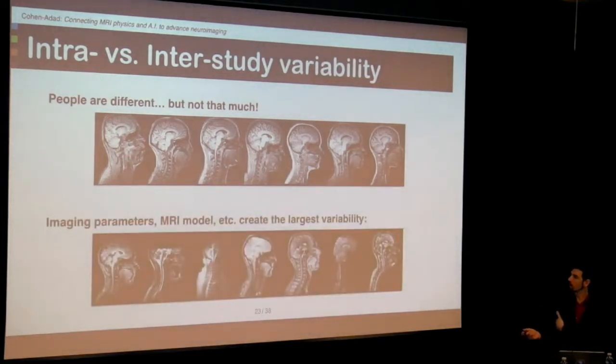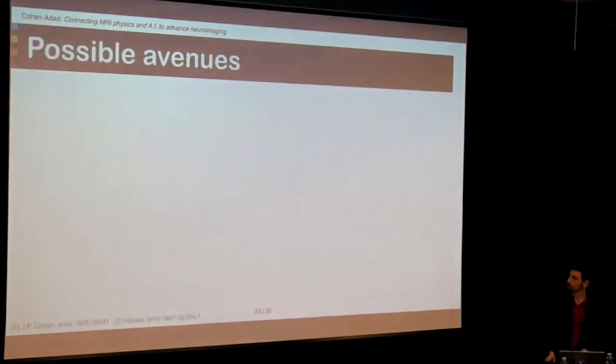However, if we look at the same subject acquired with different MRI sequences, resolution, techniques, we end up with images that are extremely different from each other, right? So that's where the problem is. How can we solve that? There are some avenues that have been already explored.